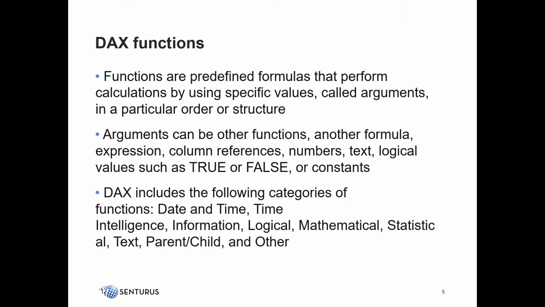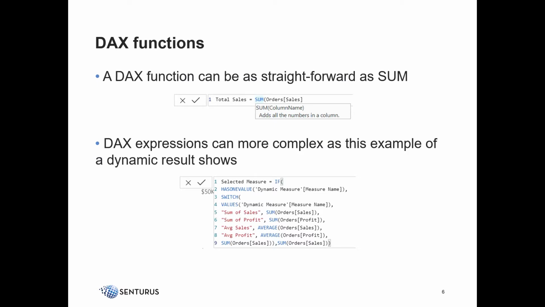DAX has different categories of functions, including time intelligence, logical functions, mathematical operators, Boolean choices, statistical functions, and many others. DAX doesn't need to be complex and can be as simple as sum, like we saw in our last video. DAX can be more complex when needed, as we will see in our dynamic report page demo.